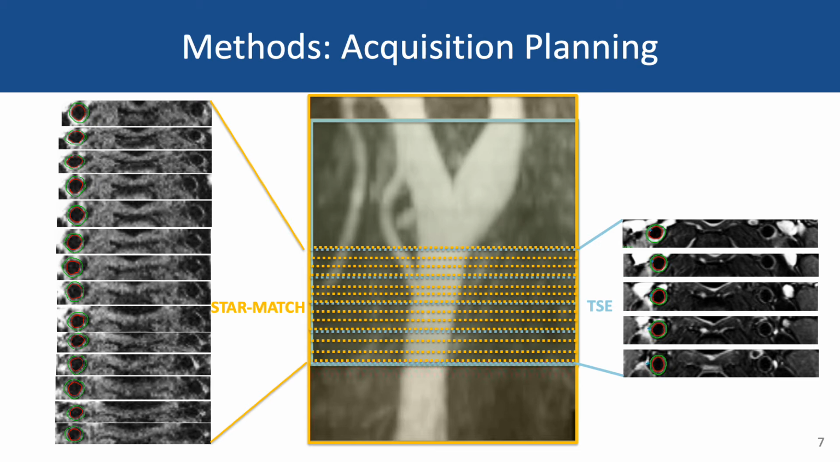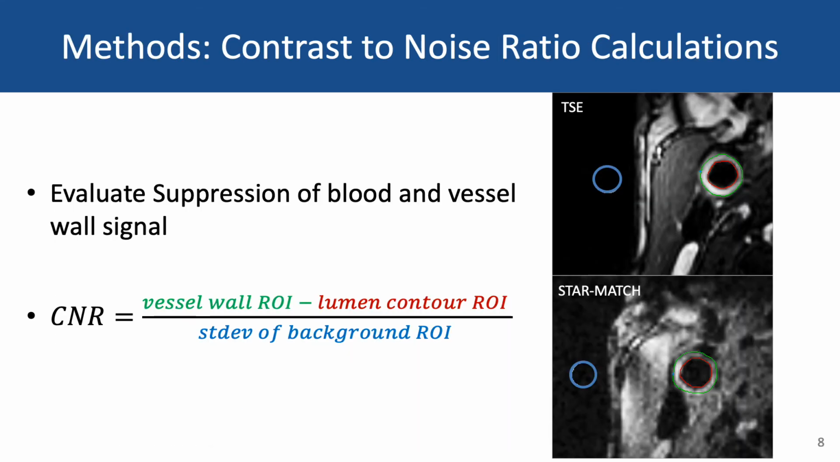The segmentation was done for the common carotid only, and the lumen was in red and the vessel wall in green. The way we evaluated the suppression of blood and vessel wall signal is by calculating the contrast to noise ratio, CNR, using the equation shown, by taking the difference of intensity between the vessel wall and the lumen divided over the intensity standard deviation of the background ROI in blue.